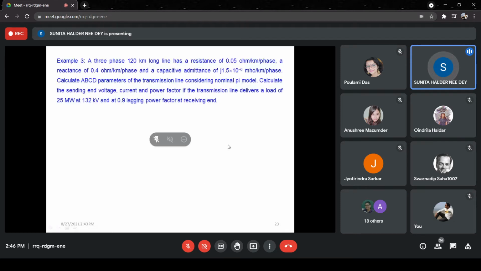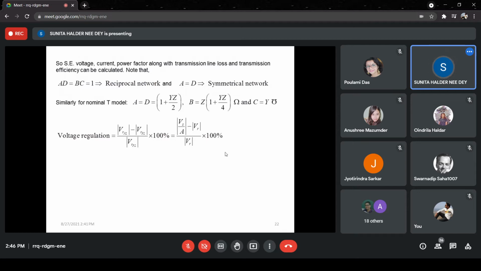Now let us solve one example for a medium transmission line. Here I have shown everything using the nominal pi model. For the nominal T model, only the expressions of the ABCD parameters will change, and you can derive those expressions by yourself, as I have done for the nominal pi model.